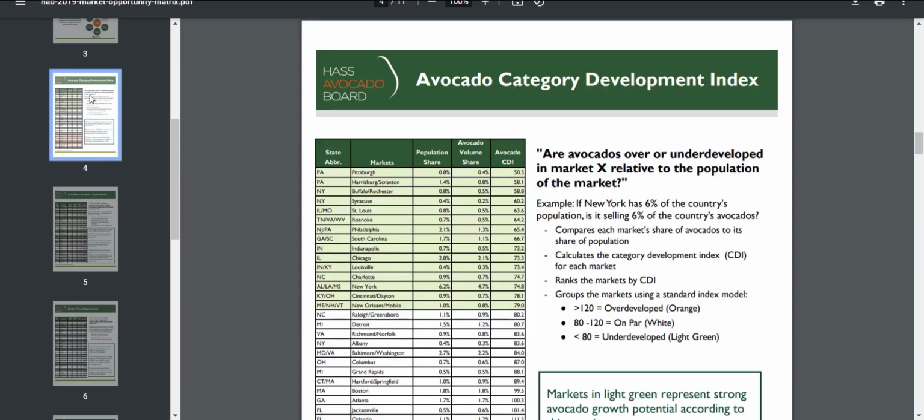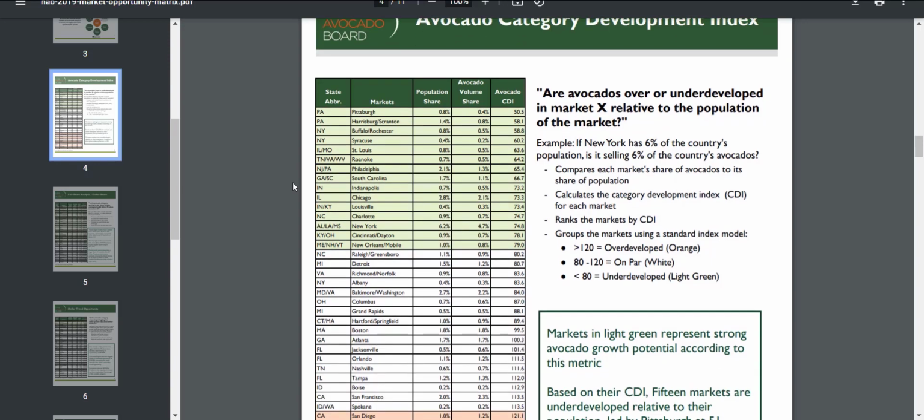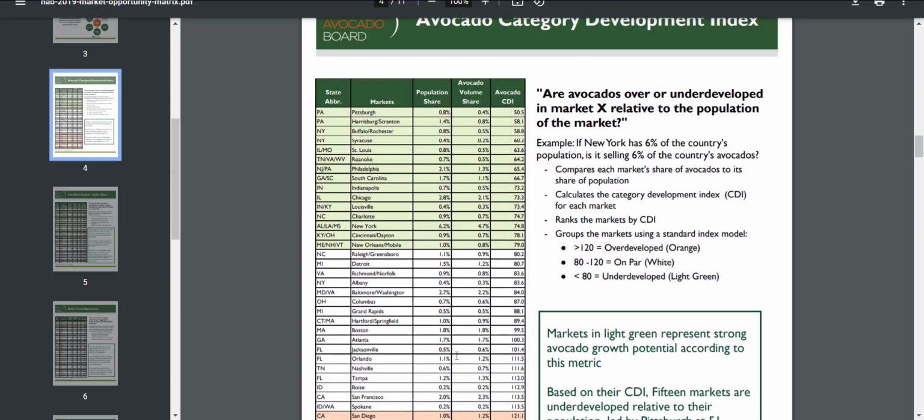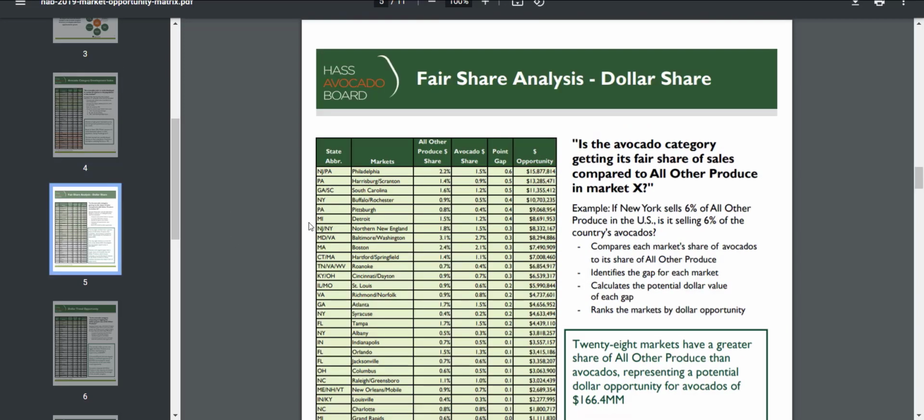I will go over the full report that provides an understanding of these market-by-market differences and their implications for category growth using the following 5 multi-metric models. So the first one is the Avocado Category Development Index. It answers the question, are avocados over or underdeveloped in a market relative to its population, and ranks growth opportunity relative to population.